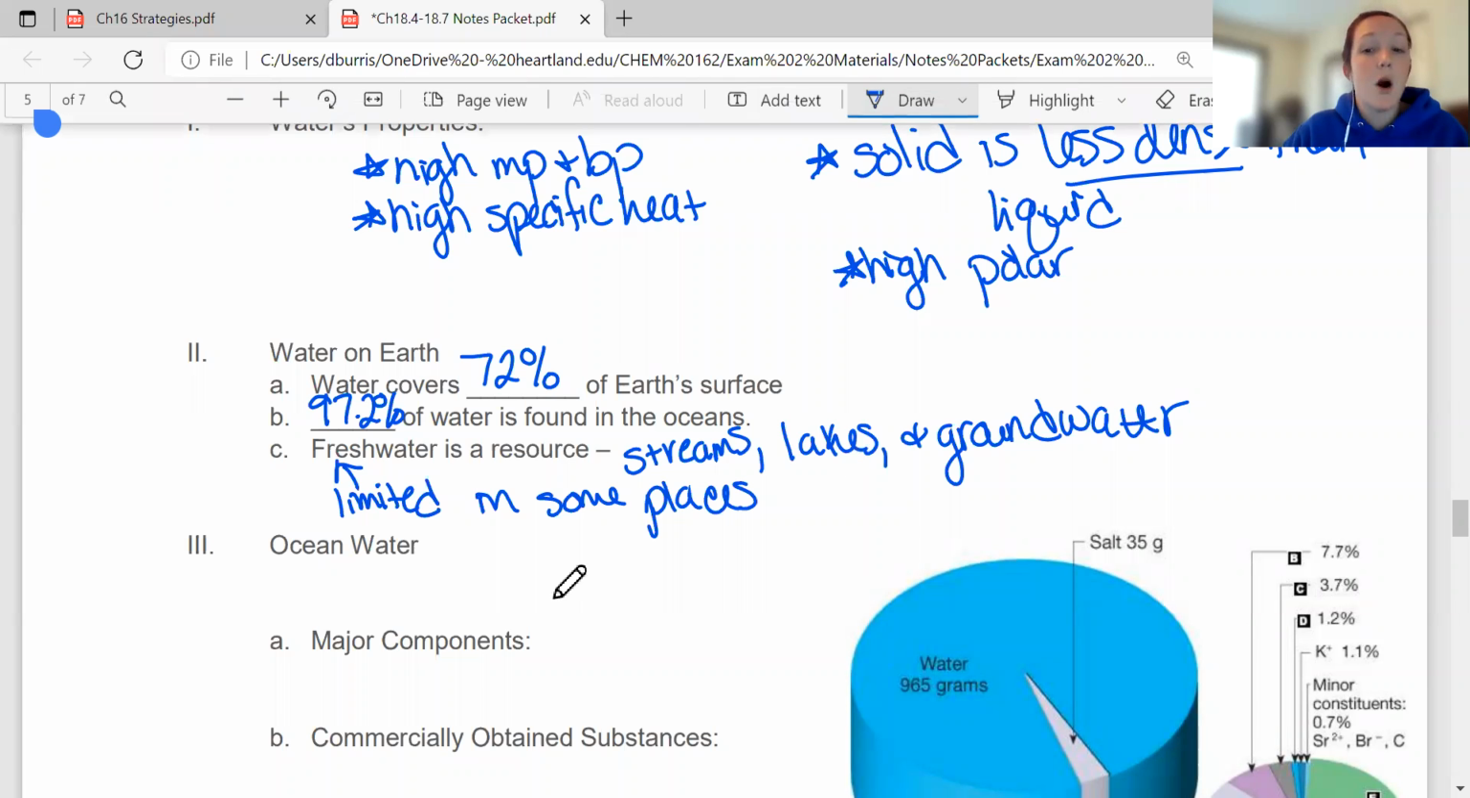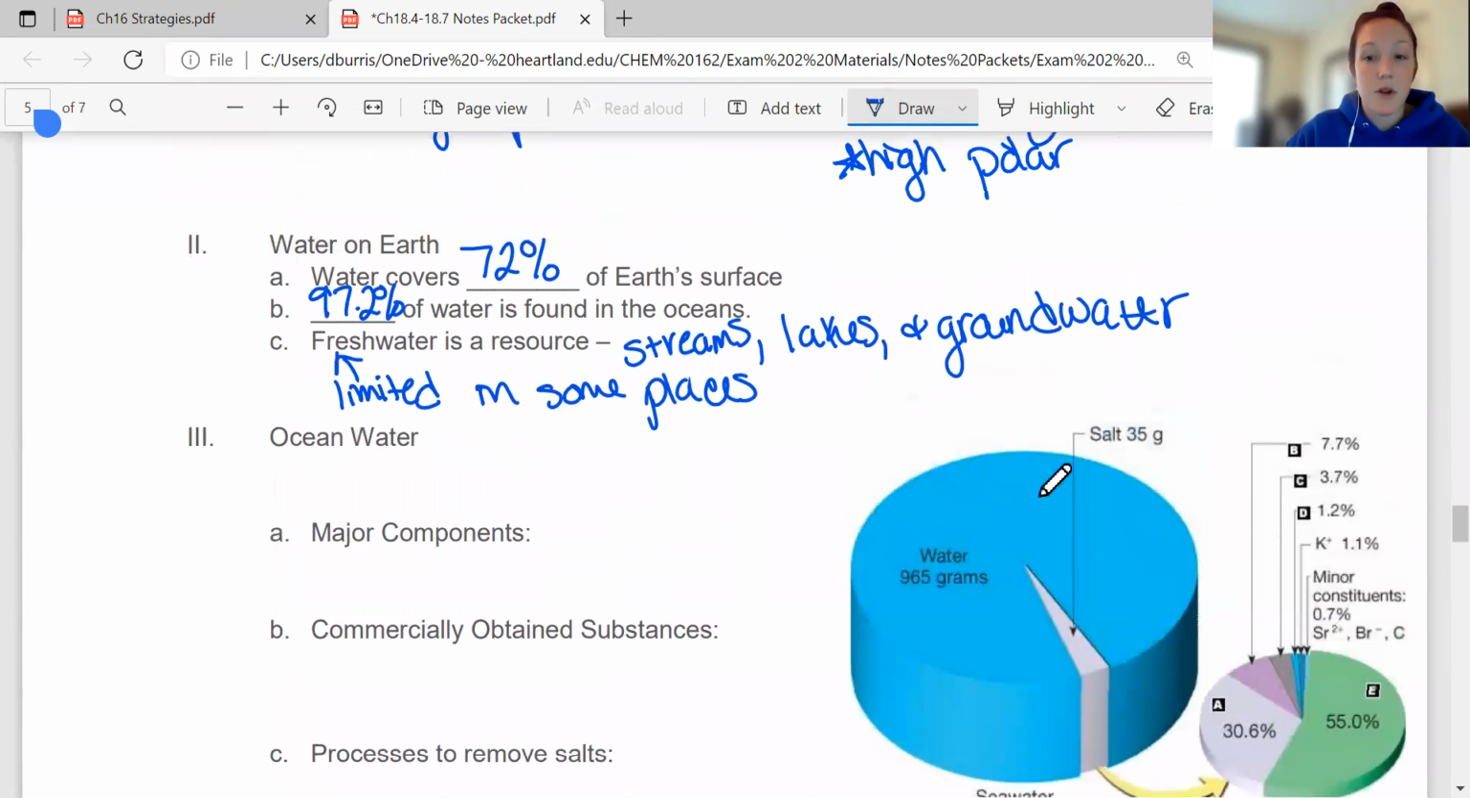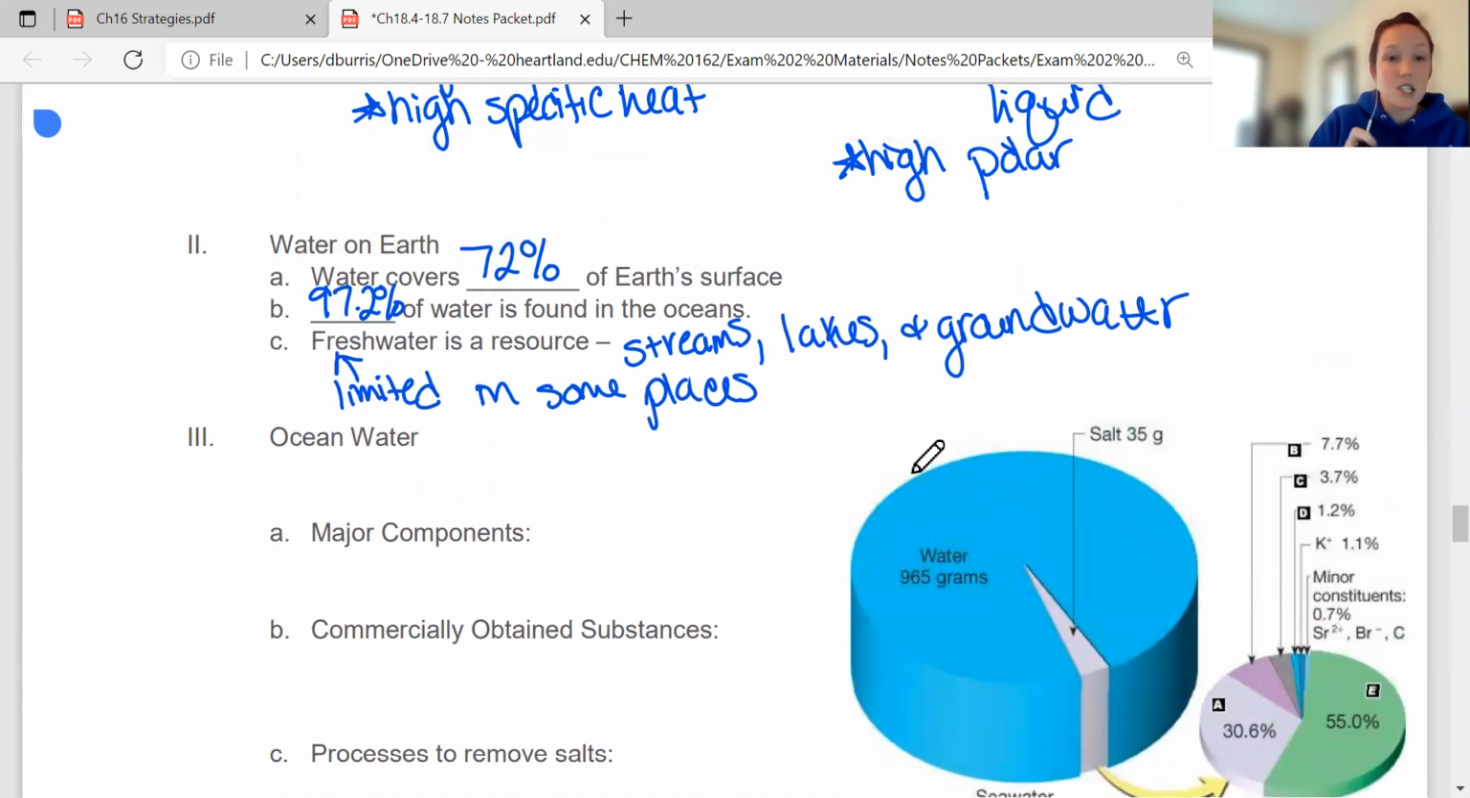So ocean water, then, if we did want to try to purify it, this is the problem. Ocean water has a lot of salt in it. Of course, it is salt water. It has lots of ionic compounds.